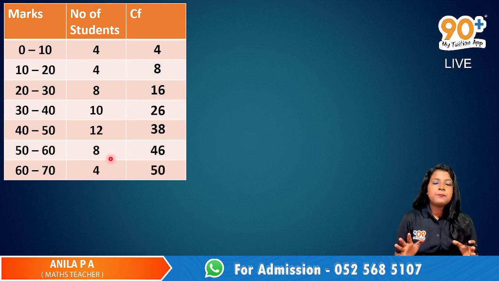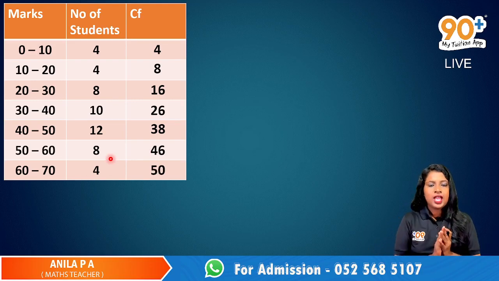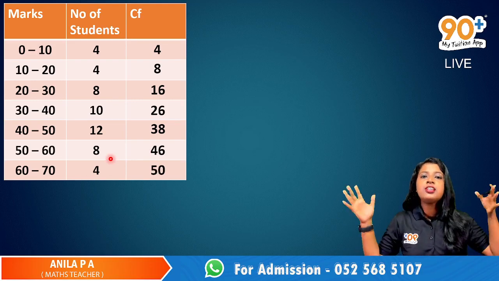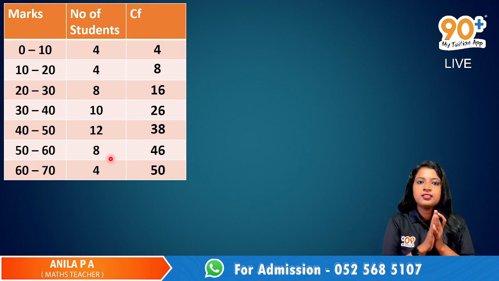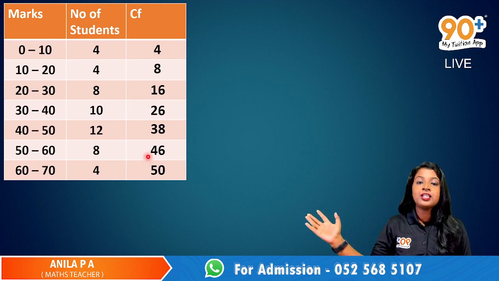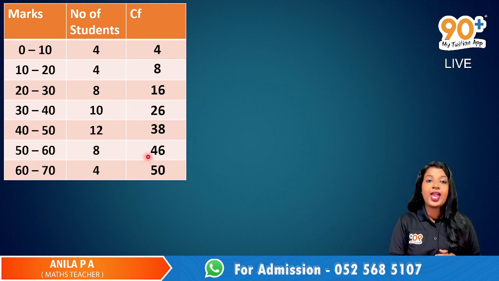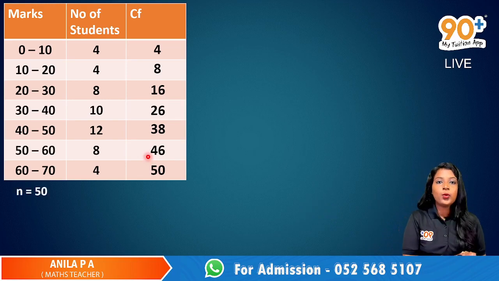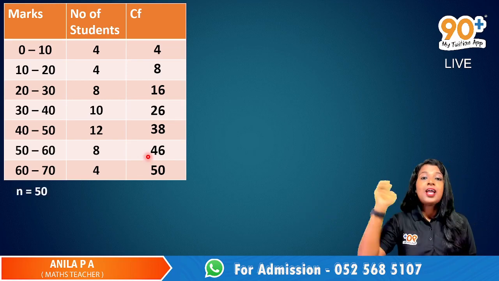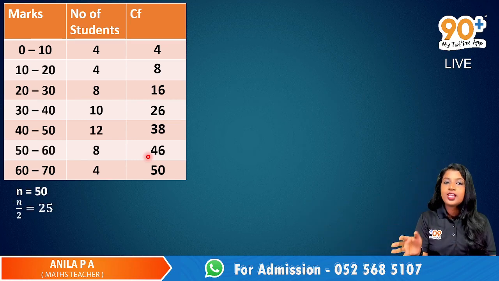This was the marks obtained by the students of a school, or a class. If I'm asking you how many students were there in that class, 50 students, right? That is the total number of students. So here we are going to find n, the number of students. So n is equal to 50. And what is this n by 2? n by 2 is 50 by 2, which is equal to 25.